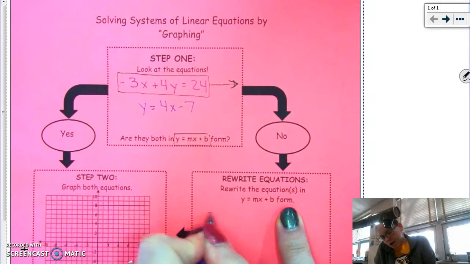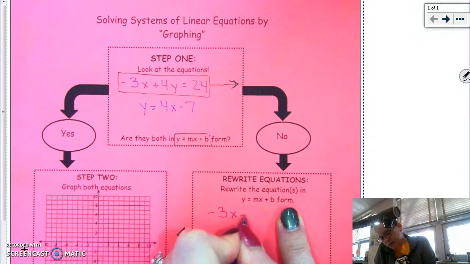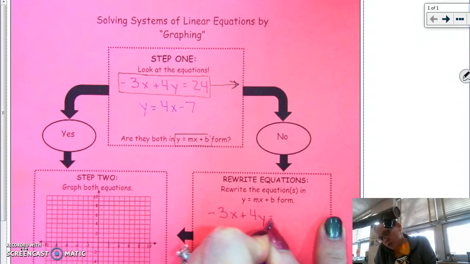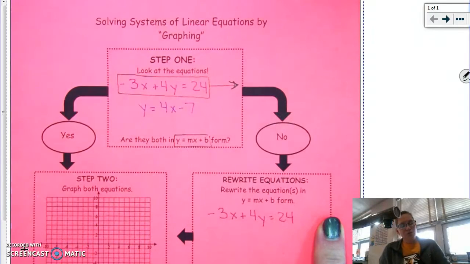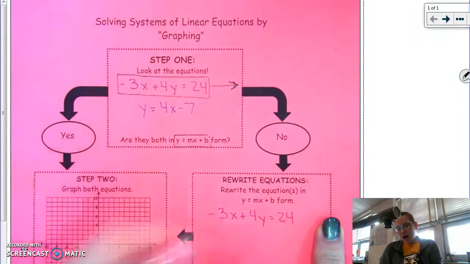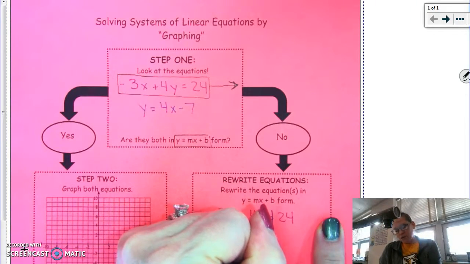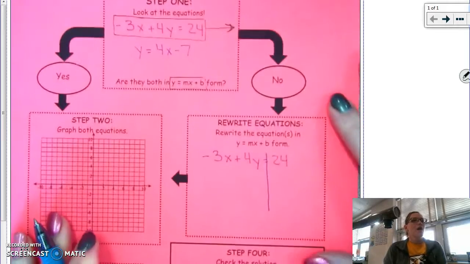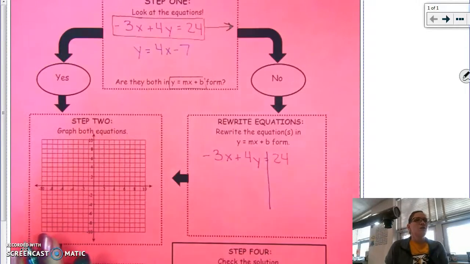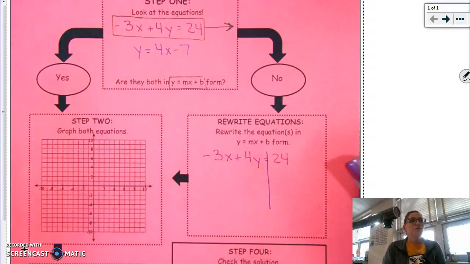So I'm going to recopy my problem. Negative 3x plus 4y equals 24. Now you have two options to solve this problem. I like to do the box method. That was the most recent method that I was teaching you. If you just want to do the undo, whatever you do to one side, you do to the other, and that works for you, you go for it.